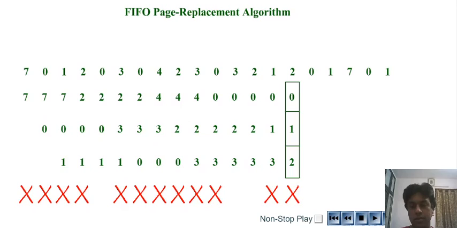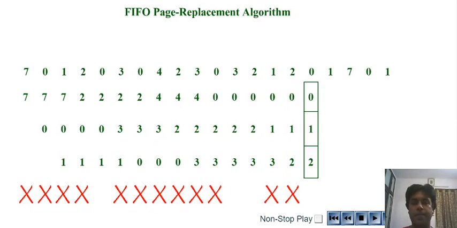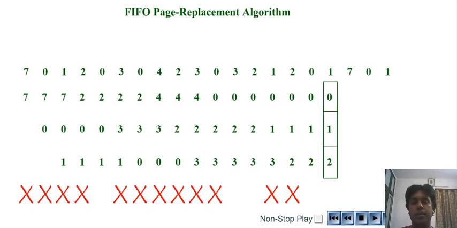Next number is 0. Now students, can you tell me what it would be? Whether it will be a page hit or a page fault? Yes, your guess is right. It is going to be a page hit because 0 is already there in my memory in one of the frames. So 0 is already there, so it is my page hit. Next number is 1. 1 is already there in one of the frames in my memory, so again we call it a page hit.